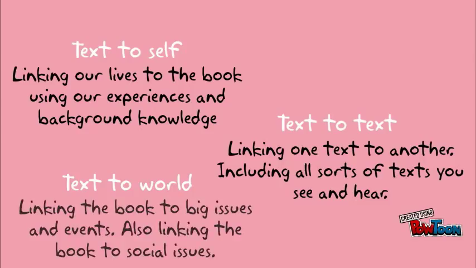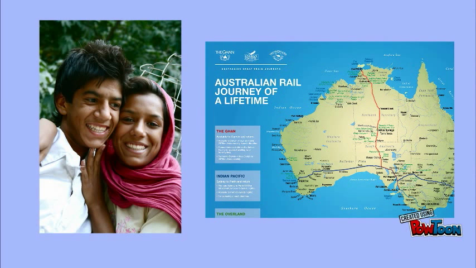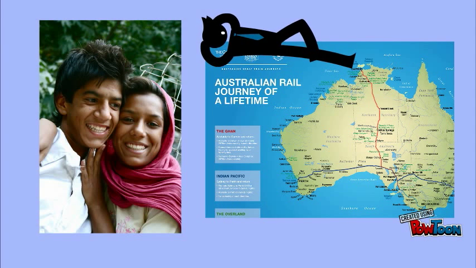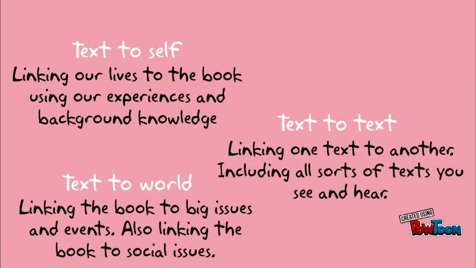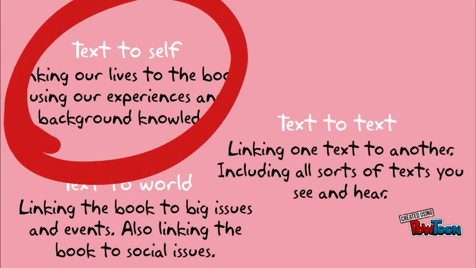We can also make text-to-world connections. This is where we link the big issues in the book with what is going on in our world, the big events and the social issues. Like, Shahana has to look after her brother by herself, and do you know what? I wonder how many kids have to do that here in Australia. You've got it.